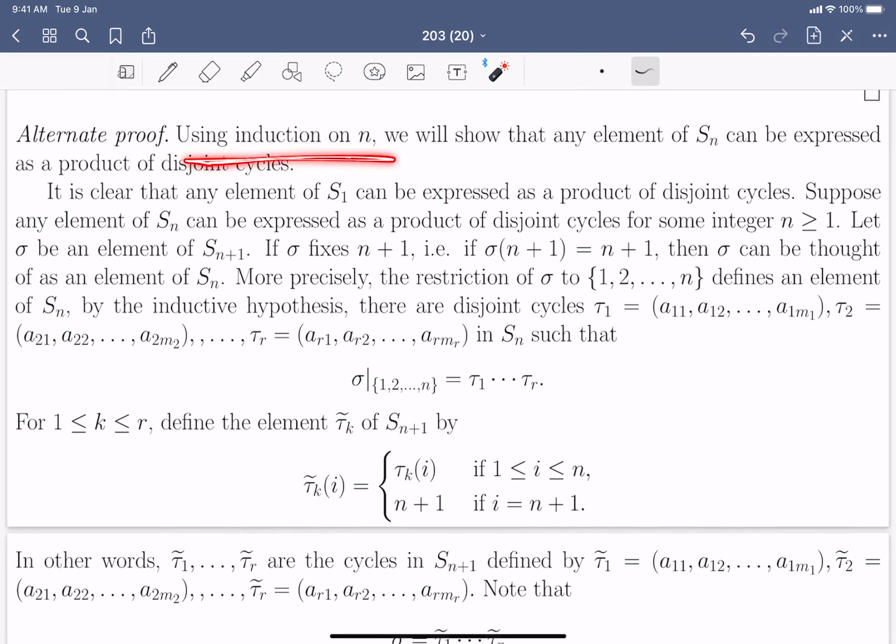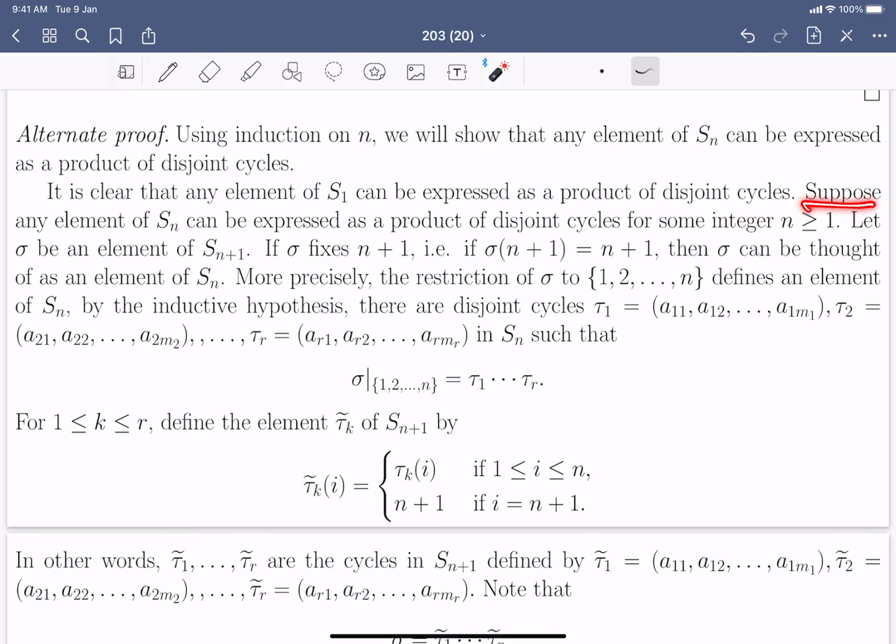So we will apply induction on n to show that any given element of Sn, that is any permutation, can be expressed as a product of disjoint cycles. Okay, so we start with S1. Inside S1, there is only one element, this one, this cycle. So this is certainly a product of disjoint cycles.